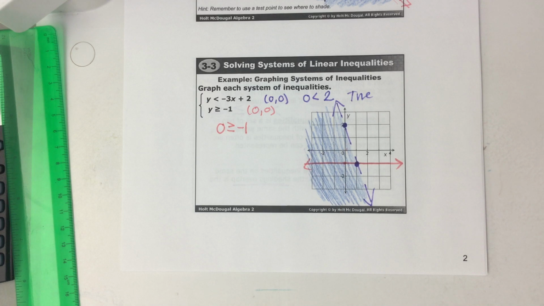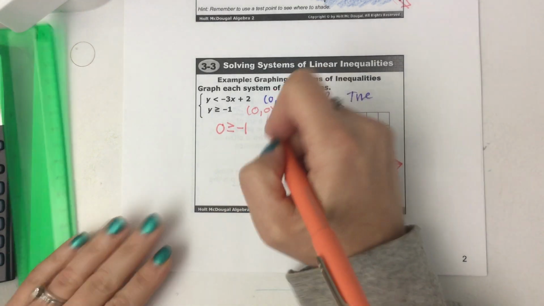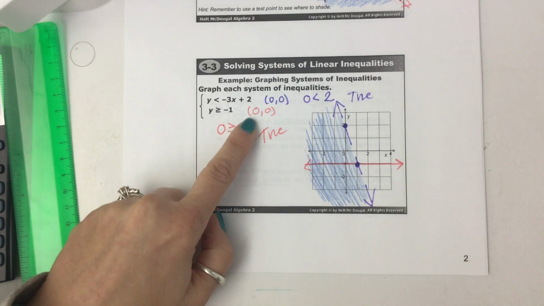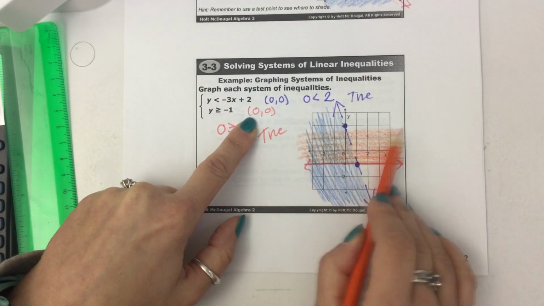And again, if you are somebody who struggles with negative numbers, think about temperature. Is 0 warmer than -1? Well, heck yeah, it is. That is true. So that means that I do shade the side that has 0, 0. I shade above that line.